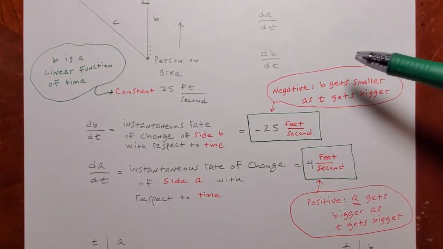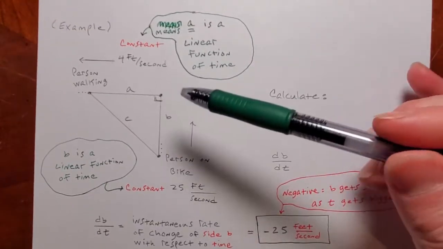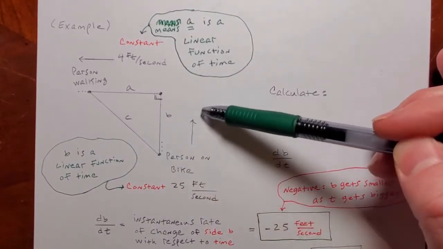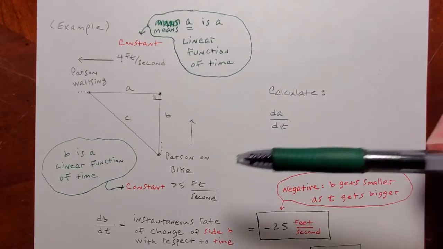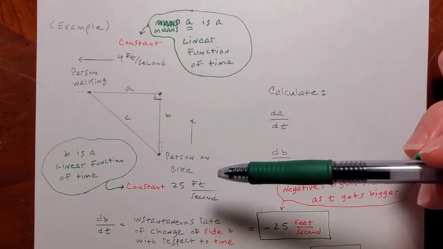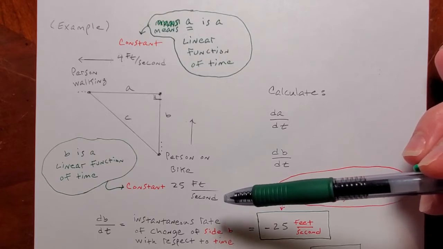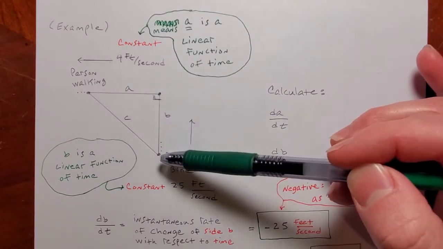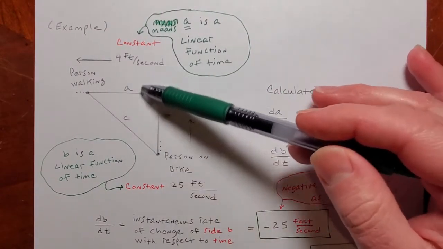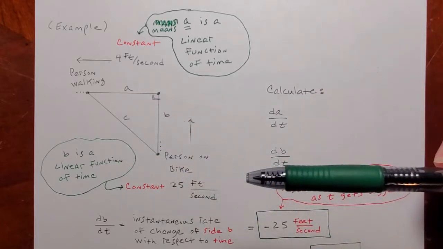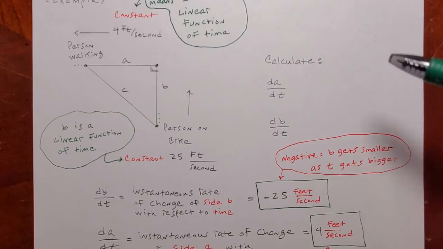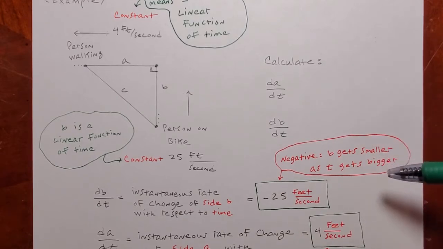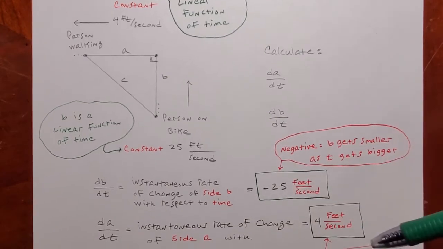The simple reason for that is because as the person on the bike goes this way, side B is getting smaller. Maybe they're moving an absolute 25 feet per second through space, but if I'm tracking their location by way of this side of the triangle, then B is getting smaller as time gets bigger. Okay, so that one's negative.